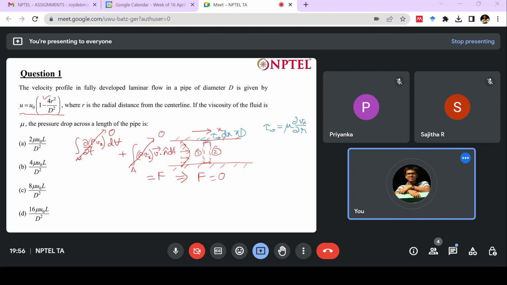Del u by del r, as it is already given u, at the boundary, at the edge, at r equal to d by 2. So let's calculate this. How much is this? Mu, and here a minus sign is already there. This is 8r by d square. If r is put as d by 2, then this is minus mu 4 by d, with u0 there.